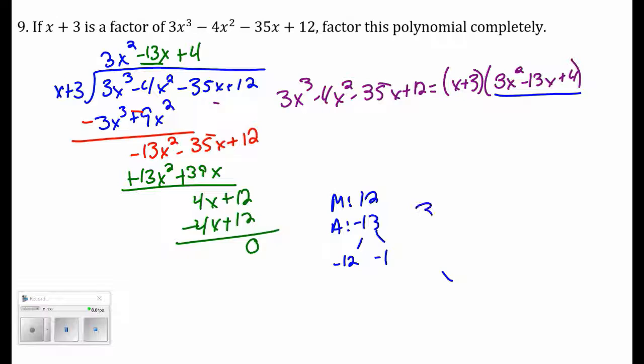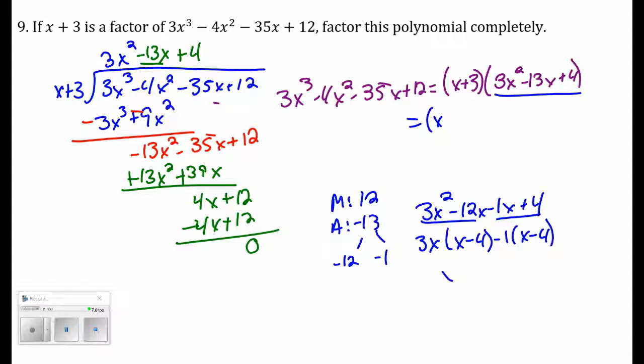So, I have 3x squared minus 12x minus 1x plus 4. Factor out 3x. I'm going to group now and get x minus 4. Factor out a negative 1 and get x minus 4. So, that polynomial factors into x minus 4, which was my GCF down there, and I'm left with 3x minus 1. So, factoring completely, that cubic polynomial is equal to the product of those three binomials.